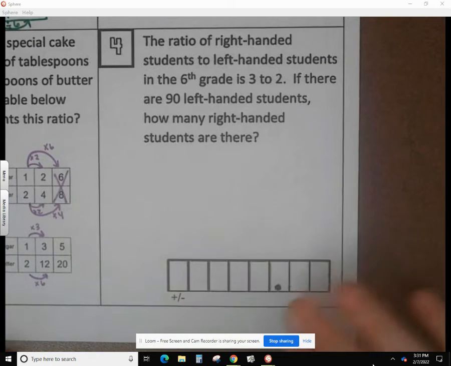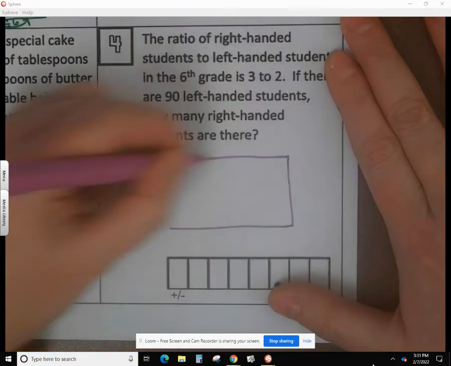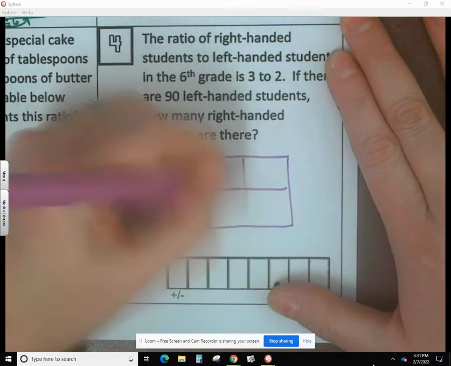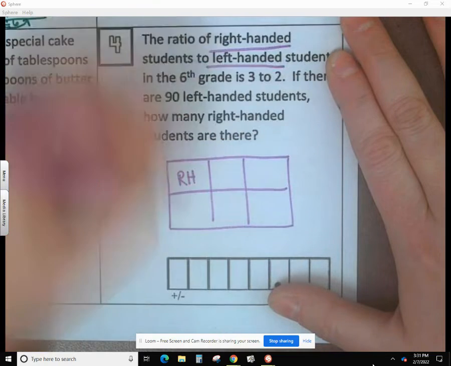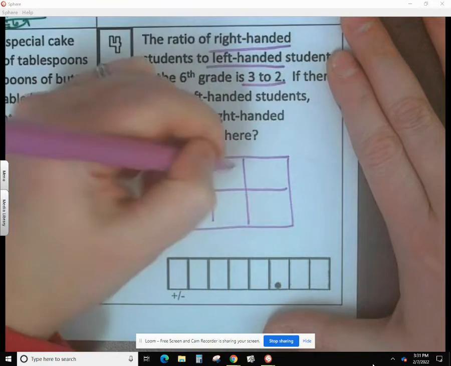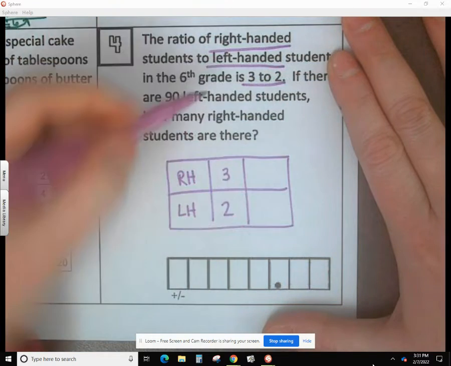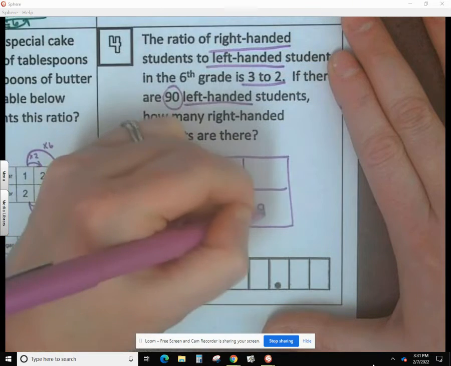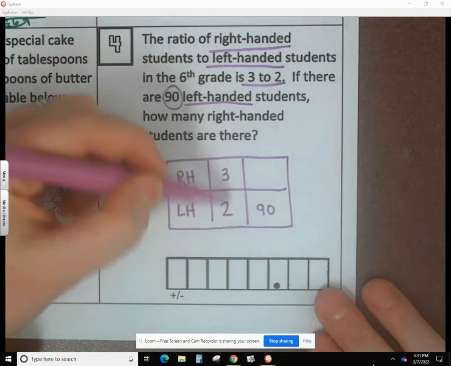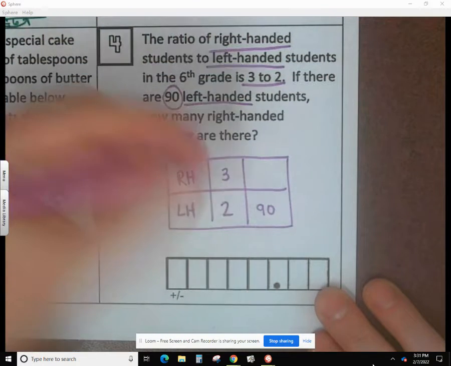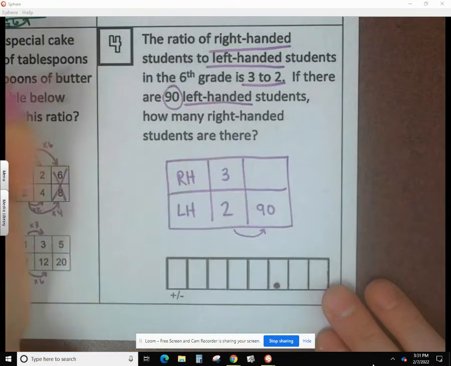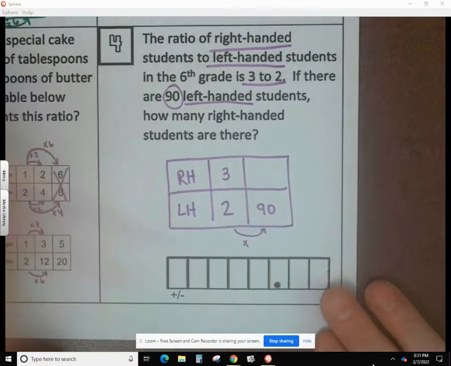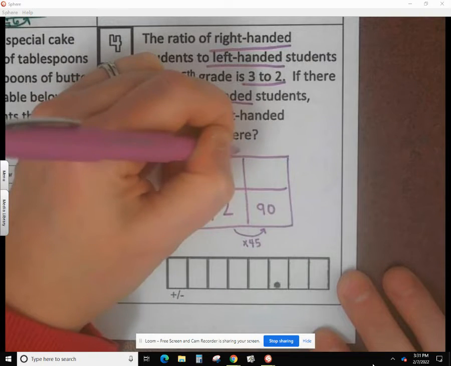Problem number 4, you can use the box to solve this. So we're comparing right-handed students to left-handed students, and they give us the ratio of 3 to 2. And then we have 90 left-handed students, so that would go right there. Okay, if we look at our little L shape here, 2 is in the corner. There's nothing I can multiply 2 by to get 3, so I need to go that way. 2 times something equals 90. Well, half of 90 is 45, so that means that 2 times 45 is going to be 90.